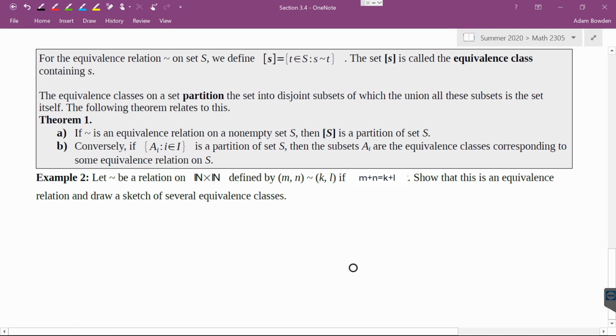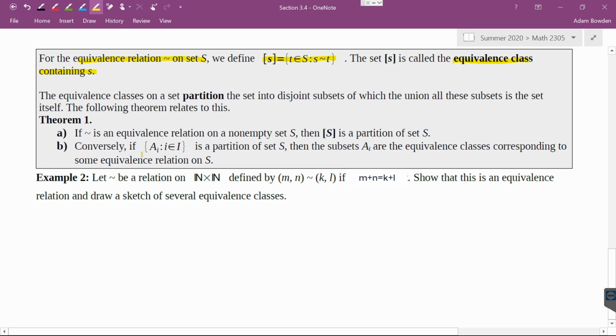So here's how this connects with the relations and the equivalence relations specifically. We're going to define first off an equivalence relation on a set S, given here again by the letter tilde. We define this bracket S to be the set of all T in S such that S relates to T. This set is called the equivalence class containing S.